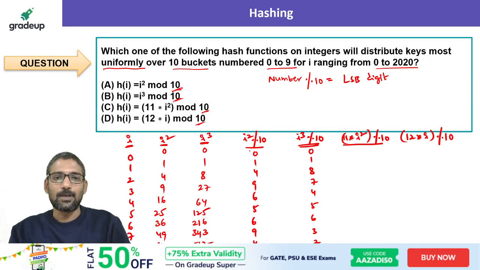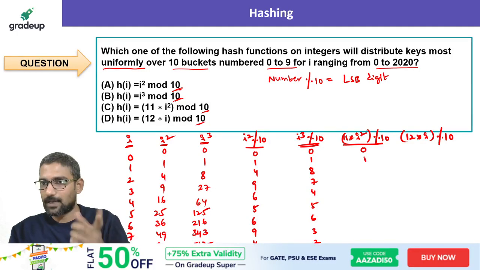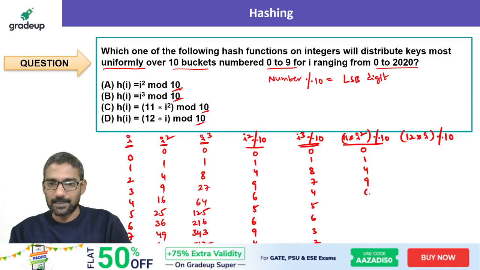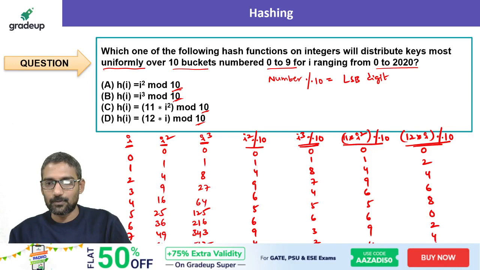11 into i square mod 10. 11 zeros, 0. 11 ones, 11. So I am directly writing the mod 10 remainders. 11 fours are 44. 11 nines are 99. 11 sixes, you will get 6. 11 fives means 5. 6 means 6. 9, 4, 1. 12 into i mod 10. 12 zeros, 0. 12 ones, 12 mod 10 is 2. 12 twos are 24, mod 10 is 4. 6, 8, 0, 2, 4, 6, 8.